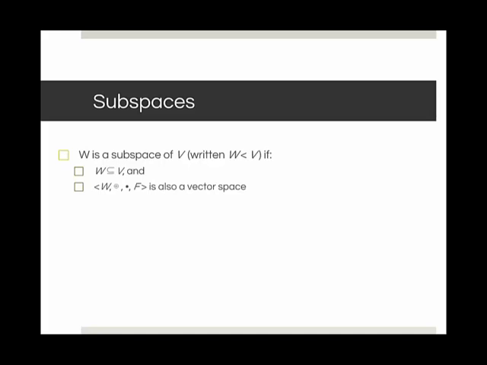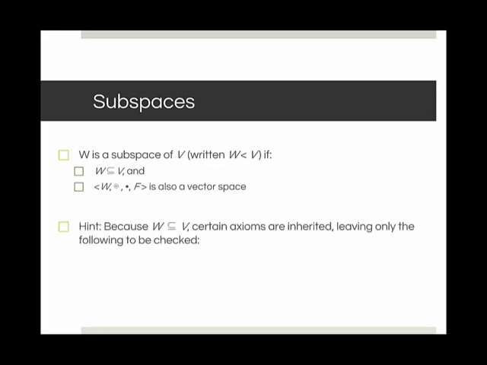Now let's take a look at subspaces. We define W to be a subspace of V, written W < V, if W is a subset of V, and W is also a vector space. Now, a little hint, because W is a subset of V, certain axioms are inherited, leaving only the following to be checked, and you can prove the other ones if you don't believe me. If u and v are vectors in W, then u plus v has to be in W.